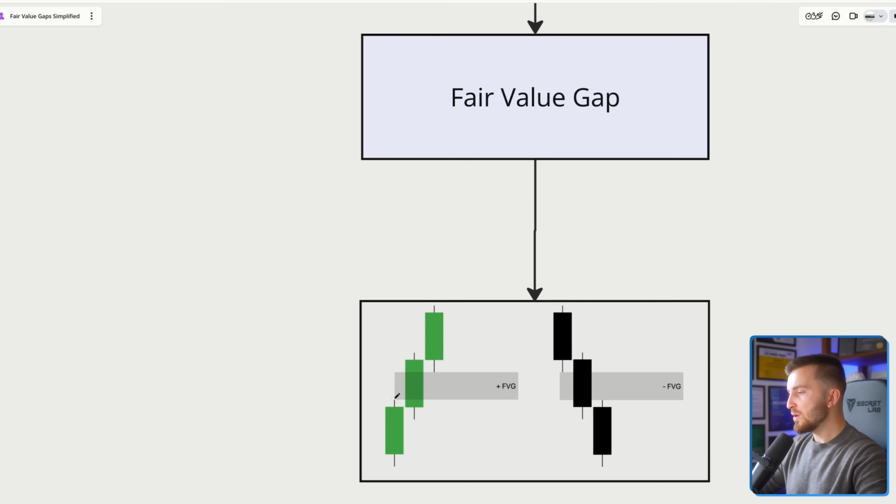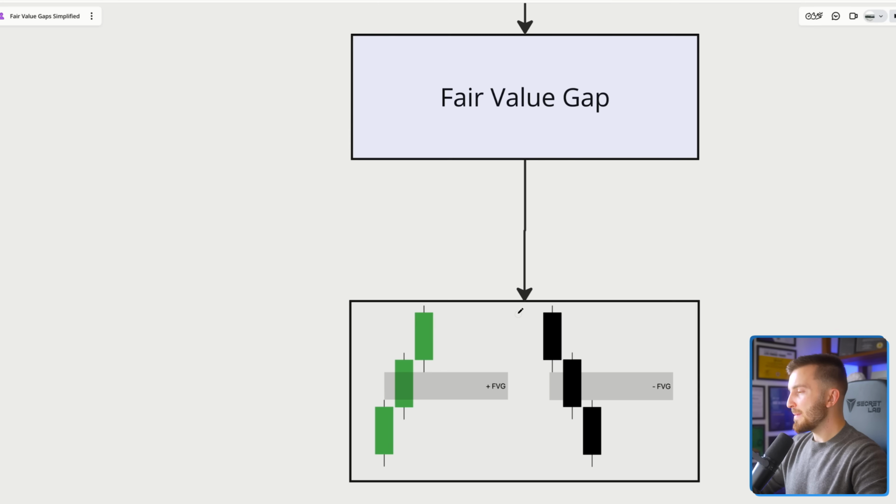And as said before, a fair value gap is simply the area between the first candle high and the third candle low. If those two do not meet, then that area is a fair value gap. The same happens when the market is moving down and it creates a bearish fair value gap, when the first candle low and the third candle high do not meet.